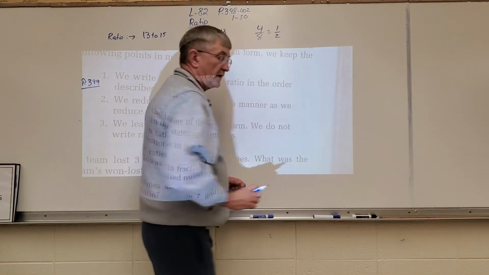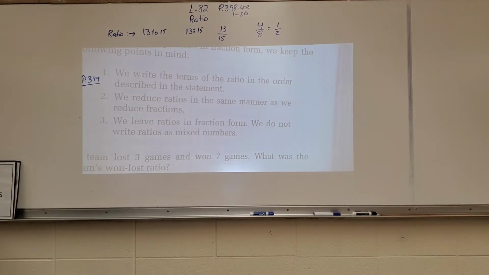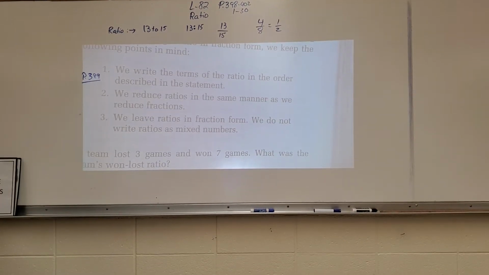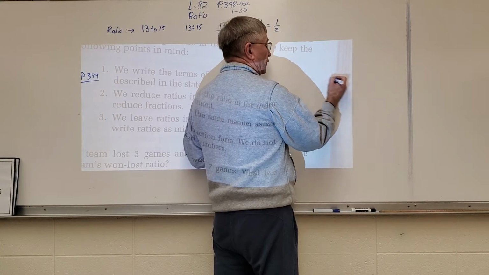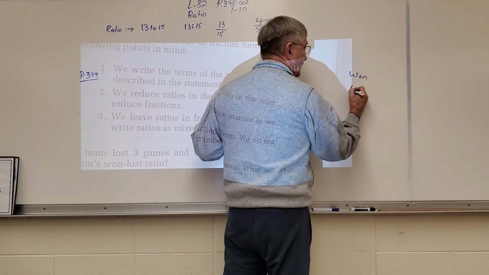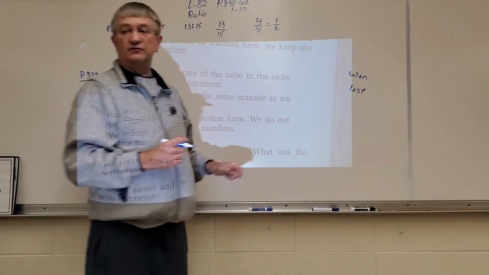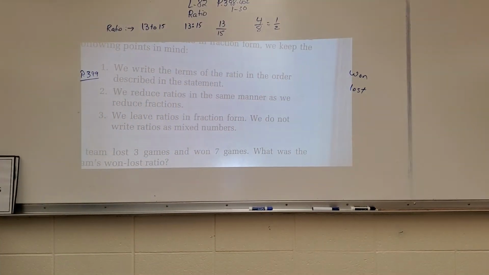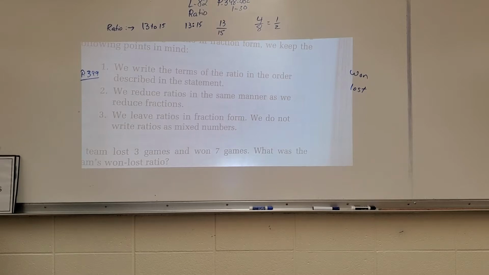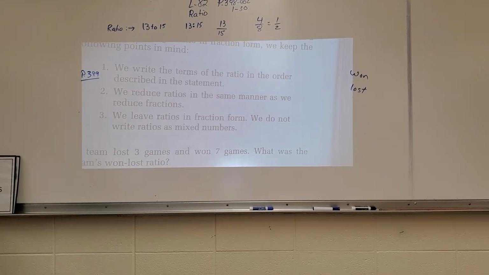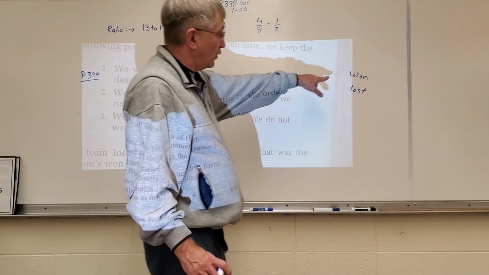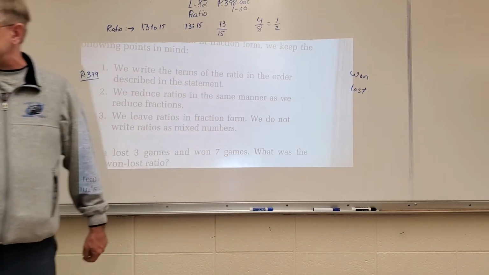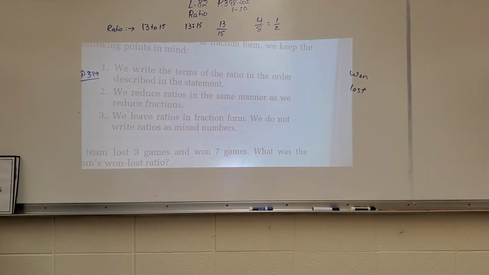Okay, next, let's take a look at the first example. A team lost 3 games and won 7 games. What is the team's win-loss ratio? First off, that is what they're asking for, because they say a team lost 3 games and won 7 games, but then they ask, what is their win-loss ratio? So the key here is what they're asking for. Notice I put wins at the beginning and losses second, because that's the question they asked. All right, what was their win-loss ratio?